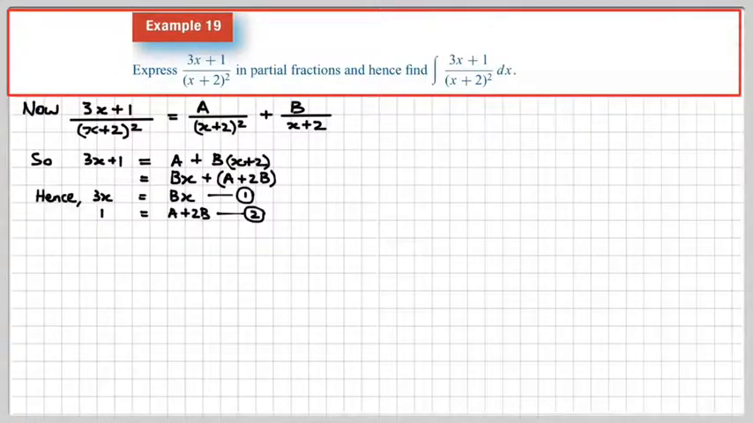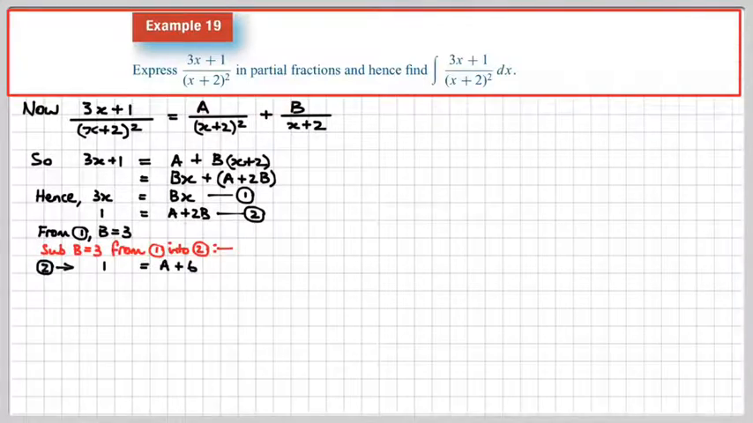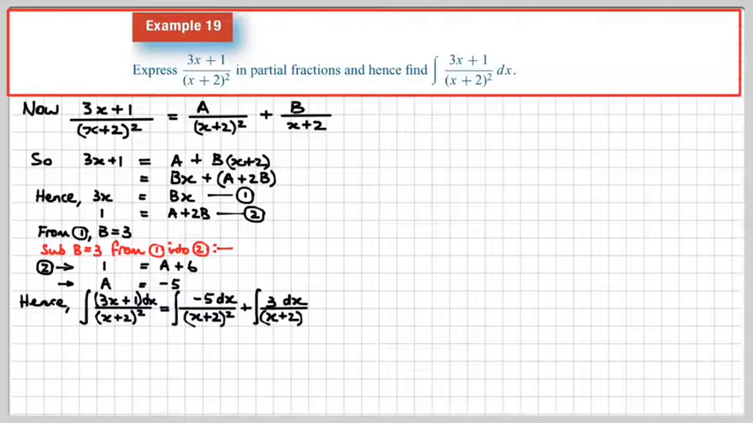So what are we saying? Therefore, 3x must be bx, and a plus 2b must be equal to 1. So b is 3 for a start. Plug b equals 3 into equation 2, and what do we get? 1 equals a plus 2 times 3, which is 6, therefore a must be 1 minus 6, which is minus 5. And what have we got now? Yes, that looks good. That was the a term, which turned out to be minus 5, and that's the b term, which turned out to be 3.